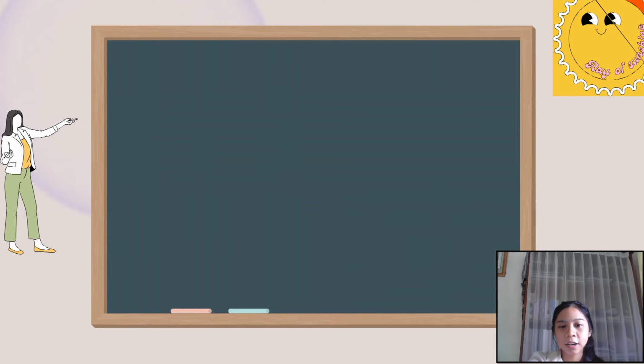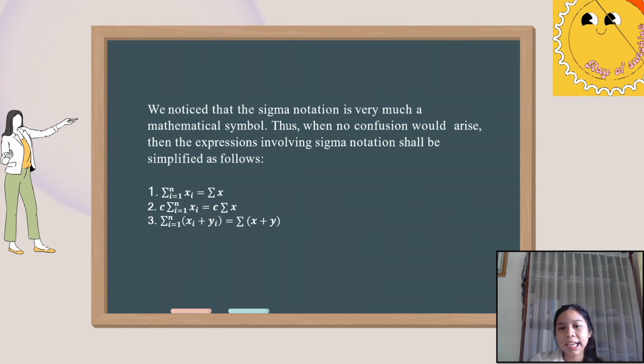Okay, from the example of the question, is there anything that has not been understood? I hope you can understand about that. Okay, we notice that the sigma notation is very much a mathematical symbol. Thus, when confusion arises, the expression involving sigma notation shall be simplified as follows.